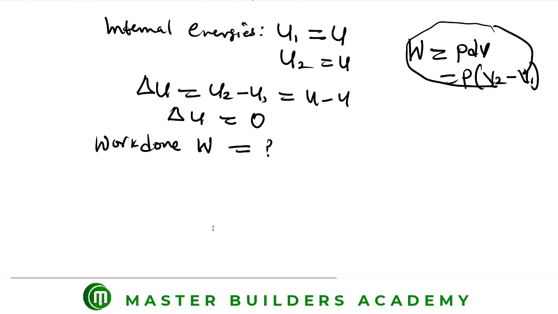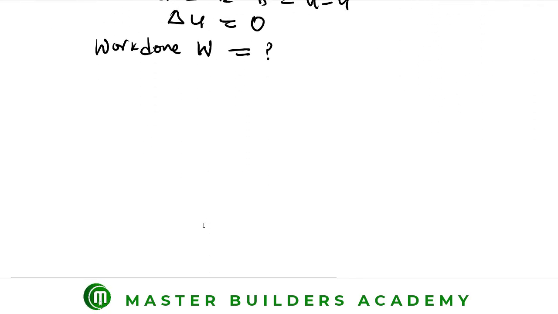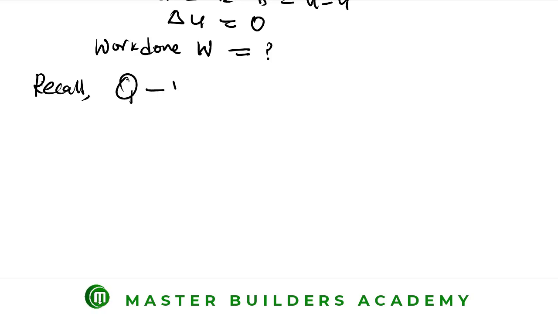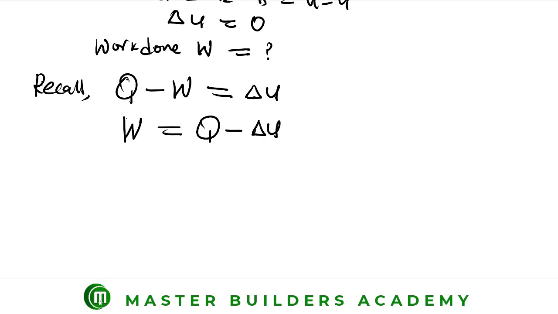Are you there? So now let's take that equation. All you need to do, guys, is to still recall that Q minus W is equal to change in internal energy. I can decide to make W the subject of the formula because that's what I'm looking for. So if I do that, W would give us Q minus change in internal energy. I will just take this to the left and then take the other to the right. I hope you understand how to make a particular variable the subject of the formula.